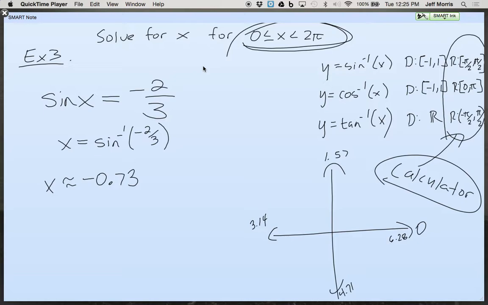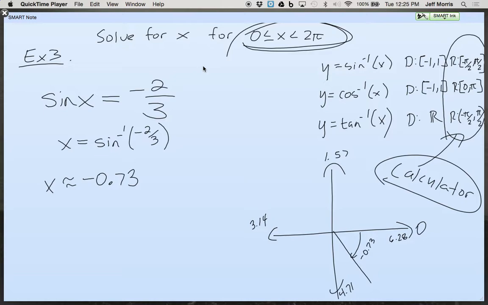So you got to look at this and say, okay, it gave me negative 0.73. Where is negative 0.73? This would be 0 to negative 1.57, right, if you go backwards. Okay? So negative 0.73 is right here approximately.